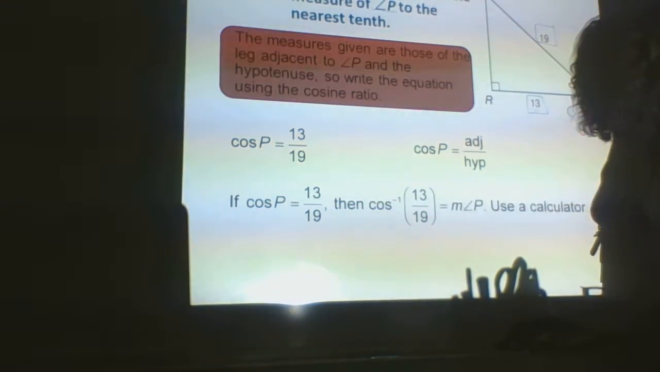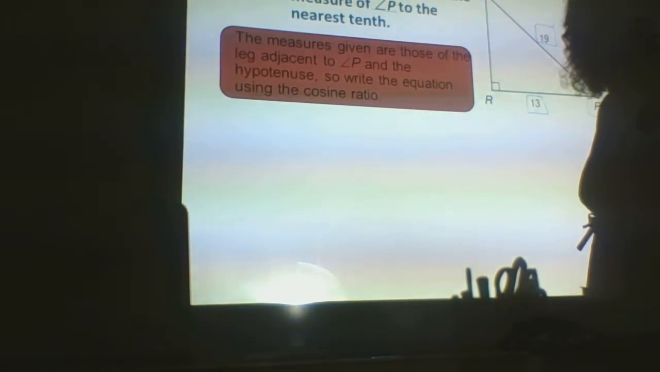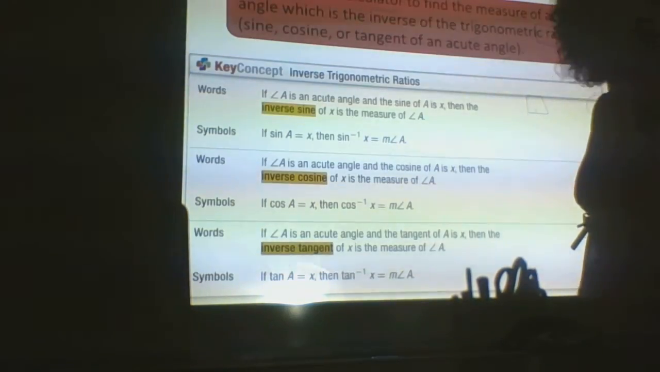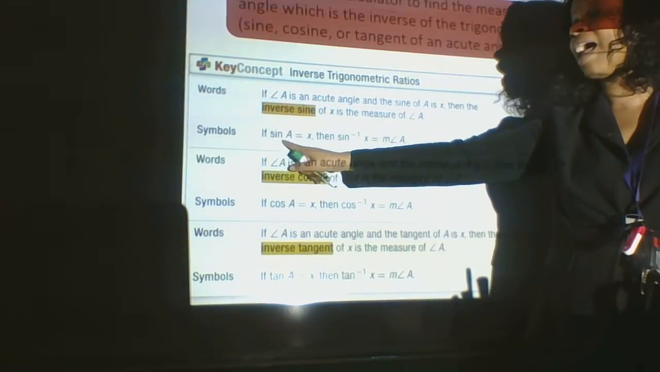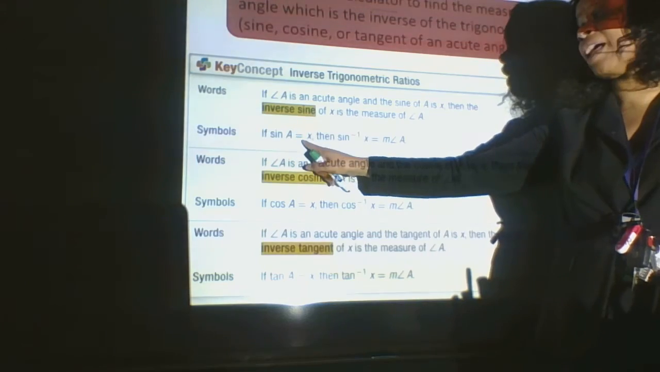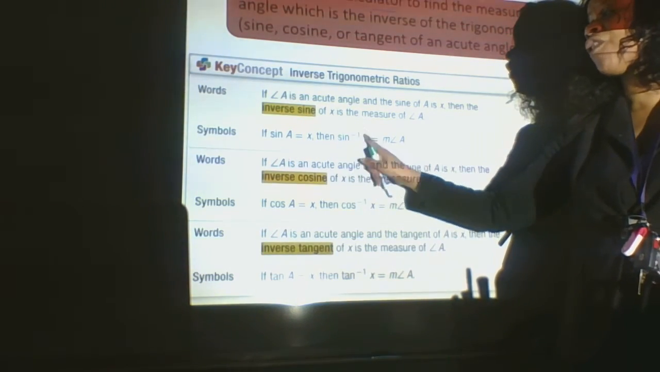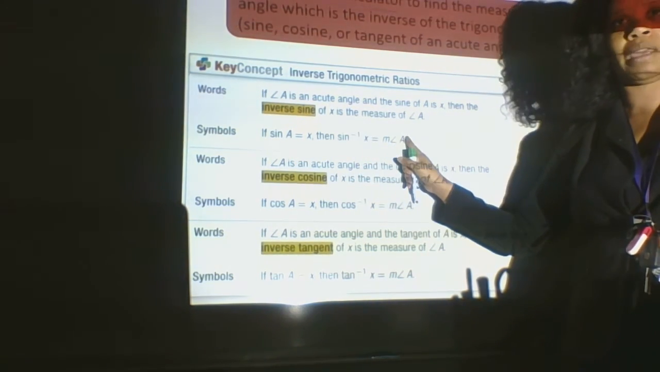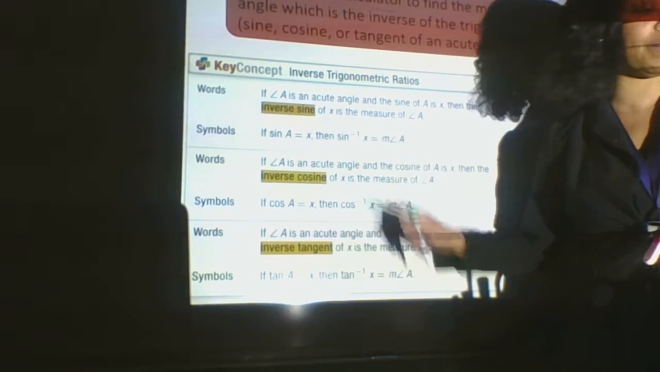And we're going back to the previous slide. Let's go back to the previous slide. What does it tell you? If the sine of something equals x, then we take the inverse sine of x to find the angle.